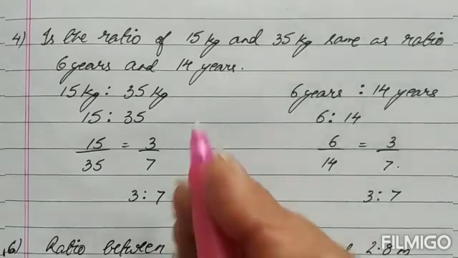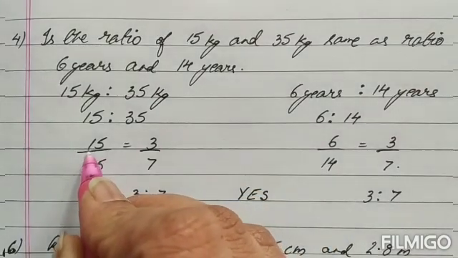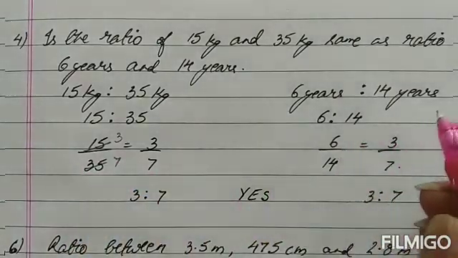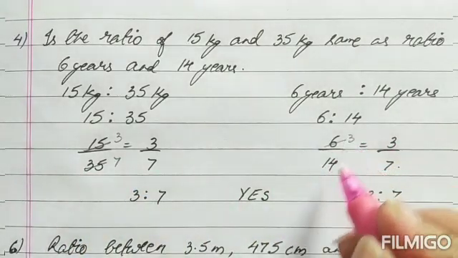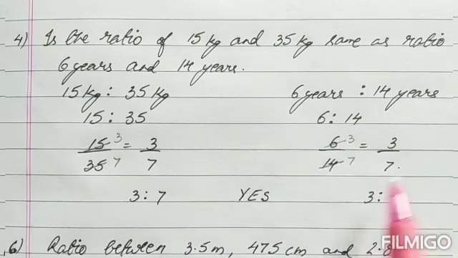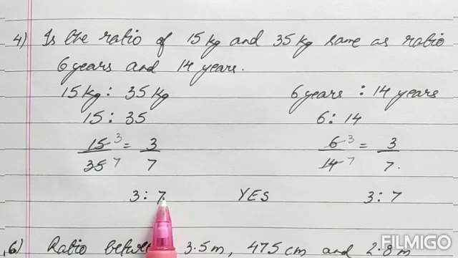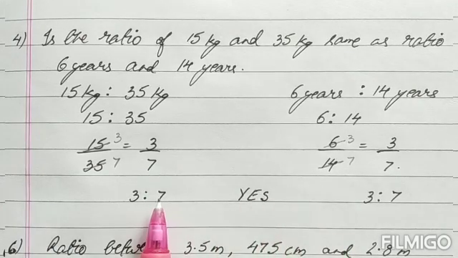Now reduce. Both of them can get reduced by 5, children. 5 3s are 15 and 5 7s are 35. Again 2 3s are 6 and 2 7s are 14. So 3 upon 7 is both the places, which can be written as 3 is to 7. So yes, the ratio of both the quantities is same.